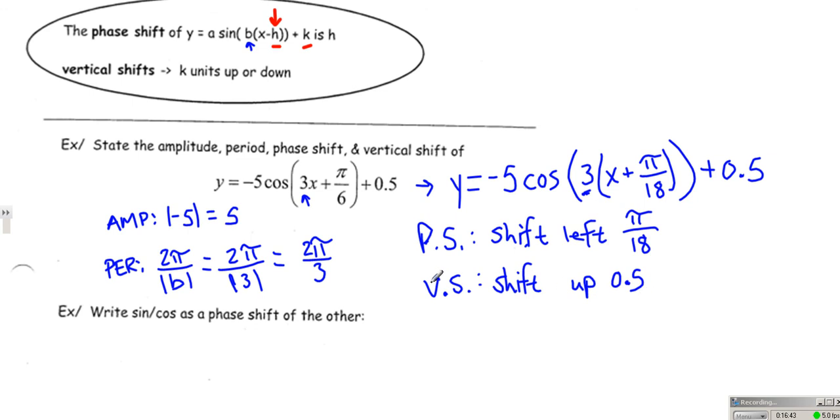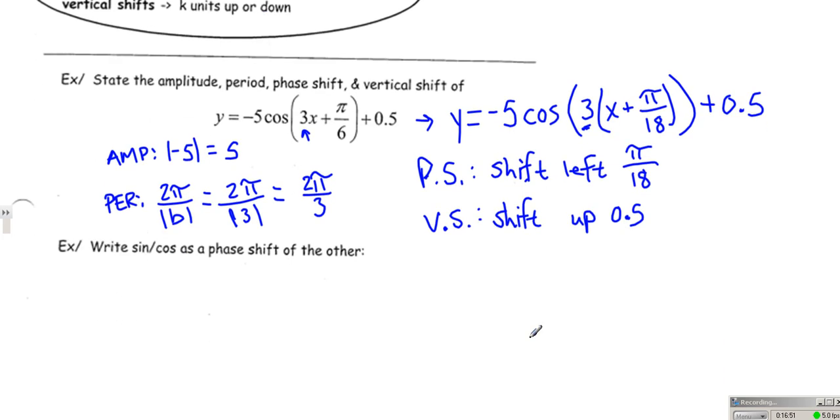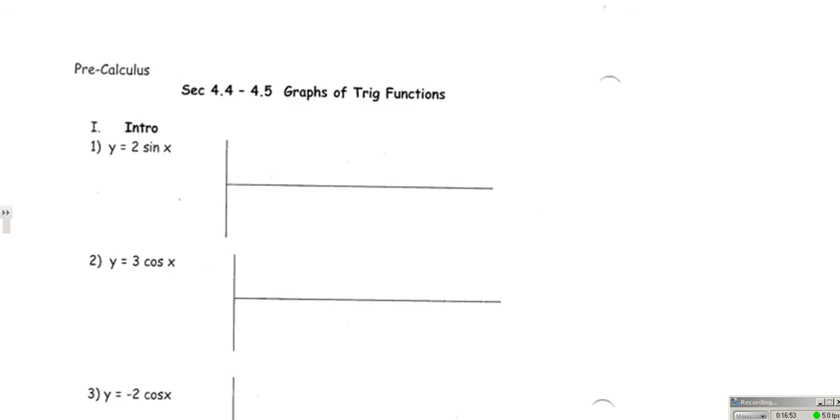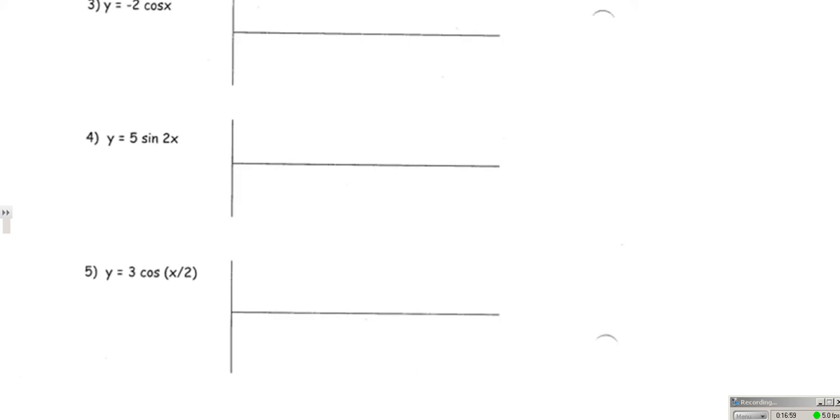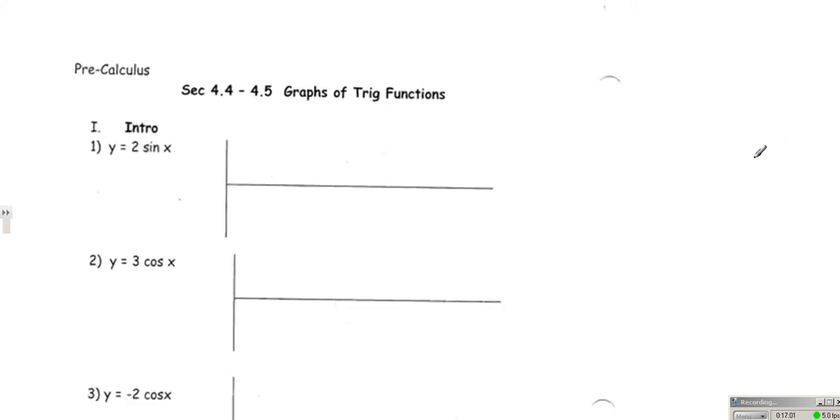Okay, so we'll practice these more in class tomorrow. As a little challenge, write the sine and the cosine functions as a phase shift of each other. And on the following pages in your notes, there's a couple of example problems. Try this first page here that's got five graphs to sketch. Make sure you specify your scale, both your y and your x scale. Start with your parent function and then apply your transformations from there.